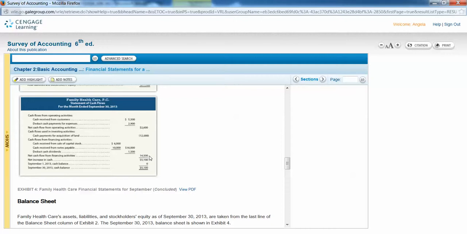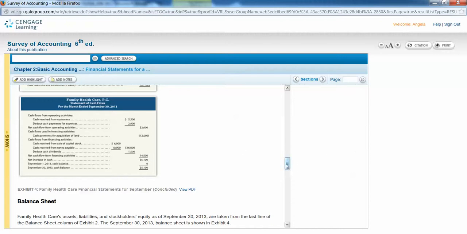Why did the person who made this financial statement put those columns over on the left? Well, because in the end, we need to combine these three numbers to get to our increase in cash. We need to take the change in operating or cash flows from operating activities, cash flows from investing activities, and cash flows from financing activities to come down to the increase in cash. And again, if these numbers were all over on the right, it would be difficult for the reader to see that we're combining those three amounts.